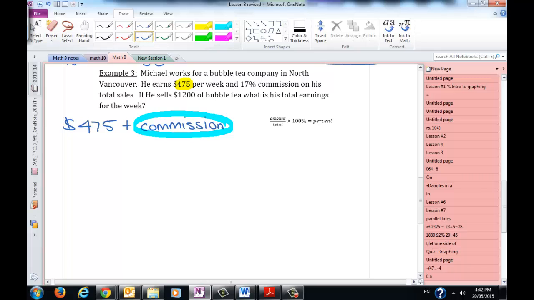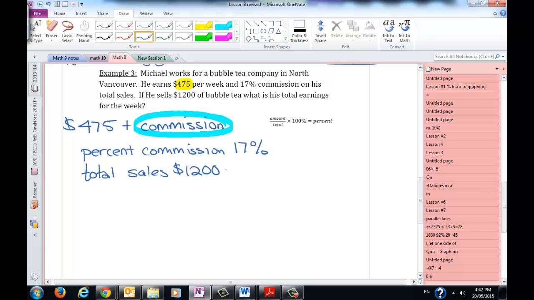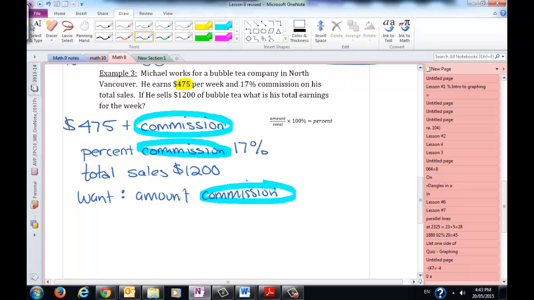So I know that he has a 17% commission. So Michael's percent commission is 17%. His total sales is $1,200, and we want his amount of commission. Before we plug in, we want to make sure we've got commission, so percent commission, amount commission, those match, so we're good to go. Our amount commission, I don't know what it is, so I'm going to call it A.